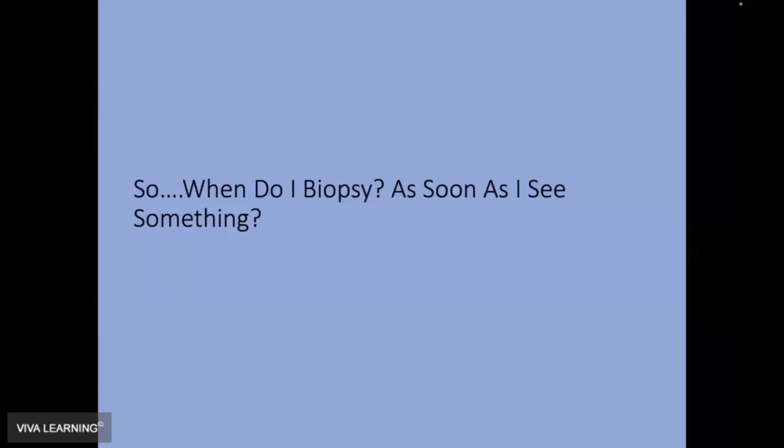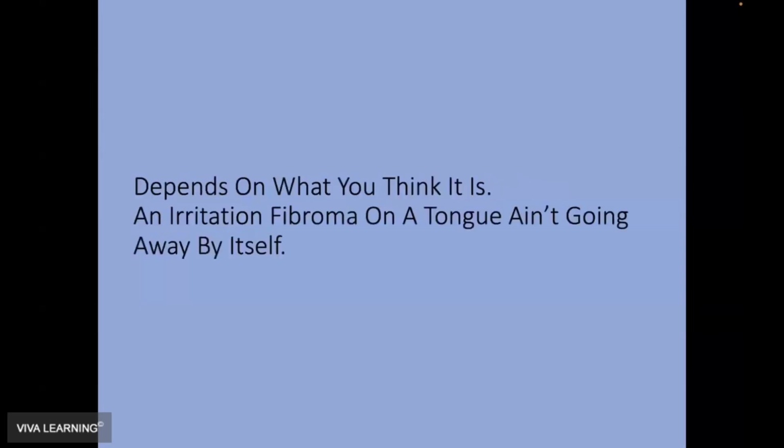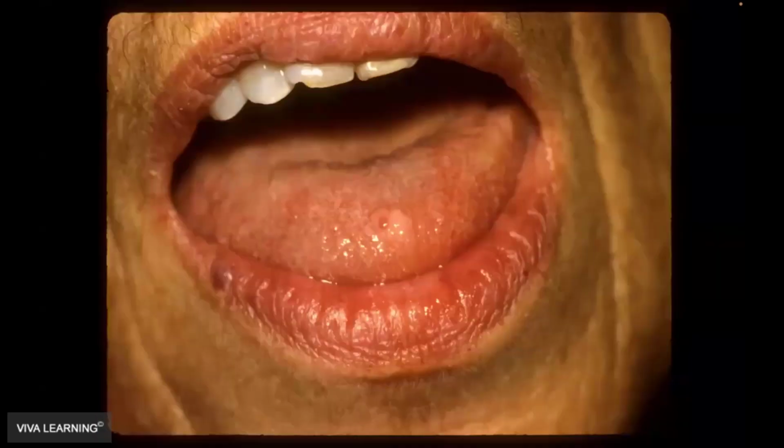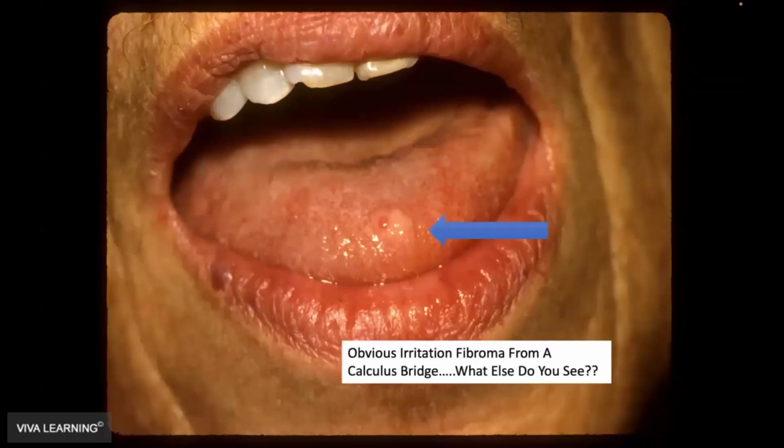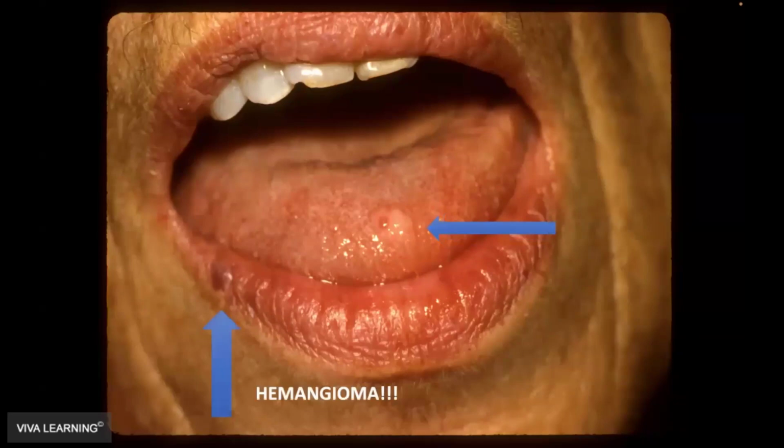You should be fine. So when do I biopsy? As soon as I see something? Absolutely not. But it depends on what you think it is. An irritation fibroma on a tongue ain't going away by itself. So this is something I'll remove the calculus bridge and I'll have the patient come back in a couple of weeks. And if the irritation fibroma is still there, I will biopsy it. And if it's gone, wonderful. I saved the patient from a procedure. What else can we biopsy on this patient? Hemangioma on the lip.